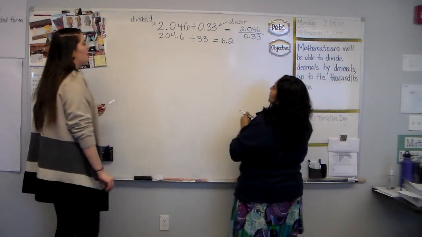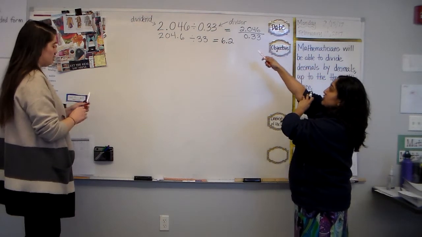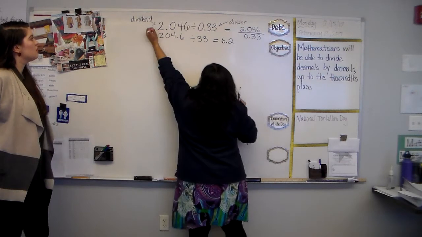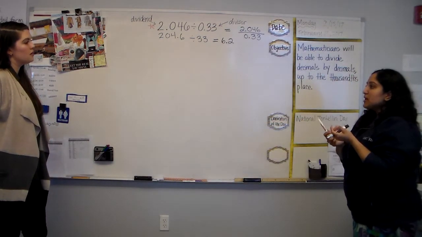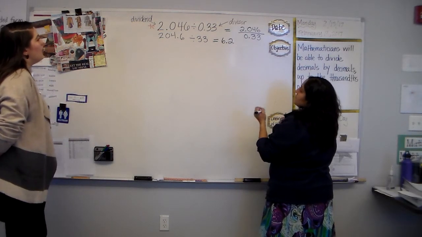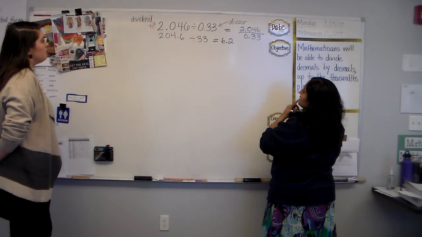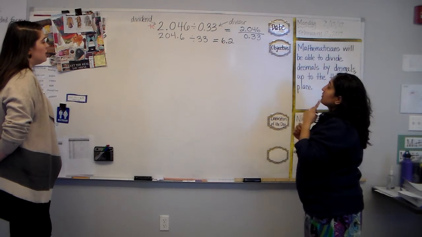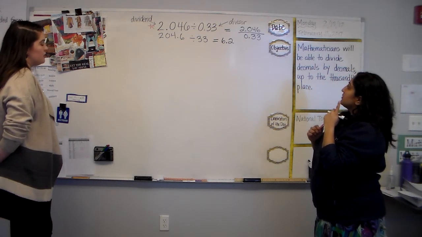So I know when we check our work, we really want to go back to our original expression or equation. And the original one, I'm actually going to start with, is the first one. So we're going to use inverse operation here. What do you think it should look like? Well, if our original problem was 2 and 46 thousandths divided by 33, I think that should be equal to our first answer, 6 and 2 tenths.